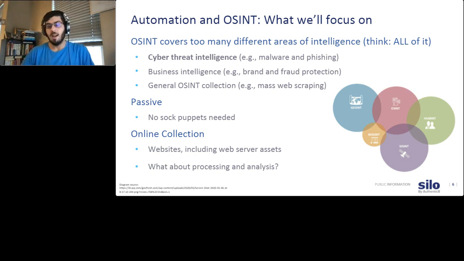The other piece is that we're going to be focusing on online collection. So I did mention the non-digital aspect of OSINT, but for today, the automation is going to really just be looking at web and website-based information. Think everything from screenshots to the actual web server assets and additional assets like videos.